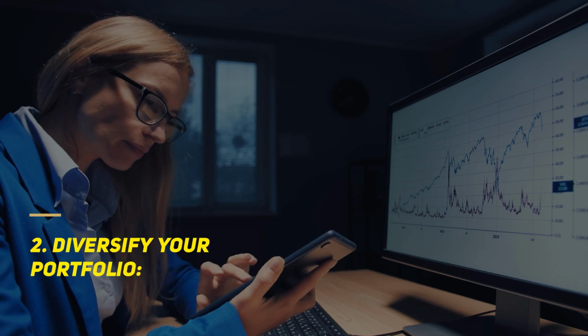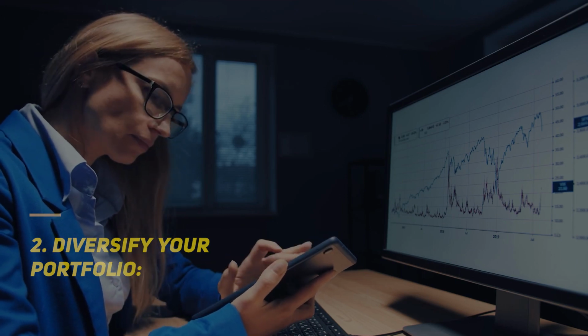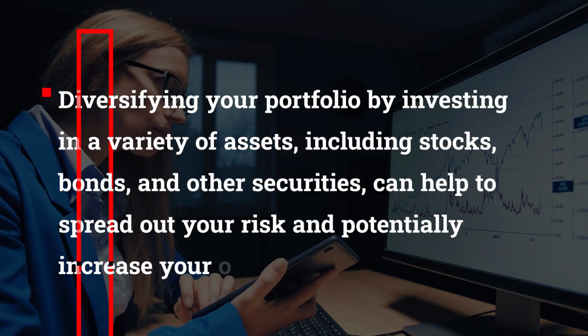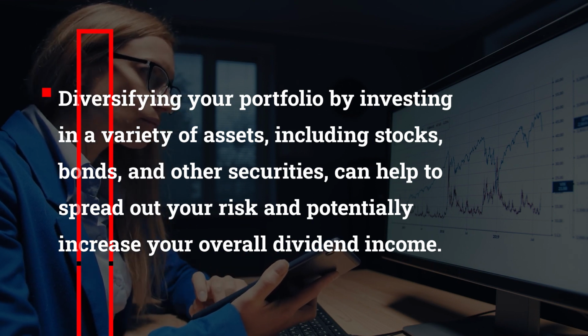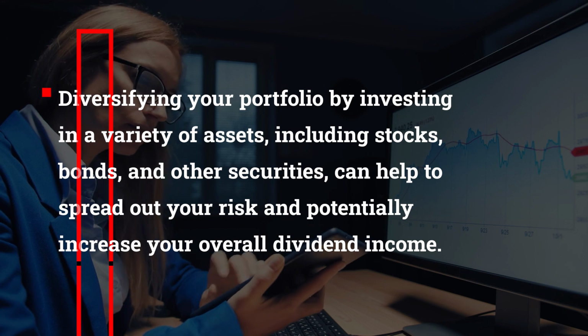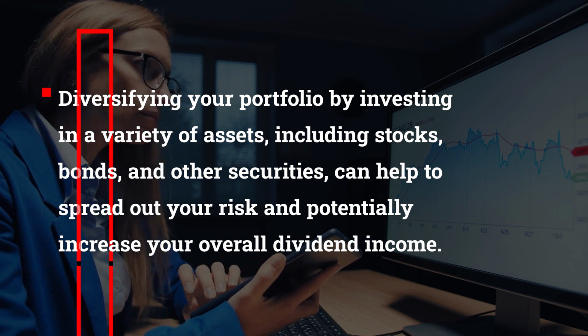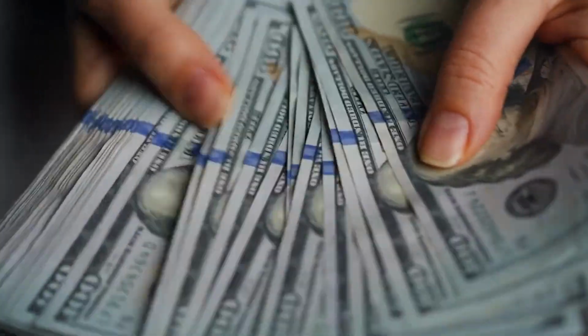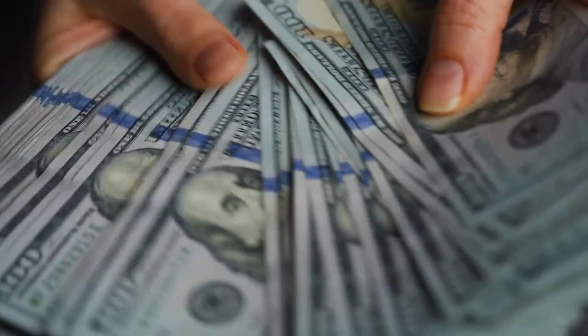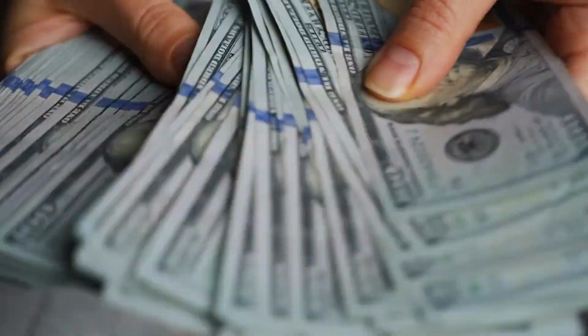Number 2. Diversify your portfolio. Diversifying your portfolio by investing in a variety of assets, including stocks, bonds, and other securities, can help to spread out the risk and potentially increase your overall dividend income. This can be especially important if you are relying on your dividend income for a significant portion of your income.